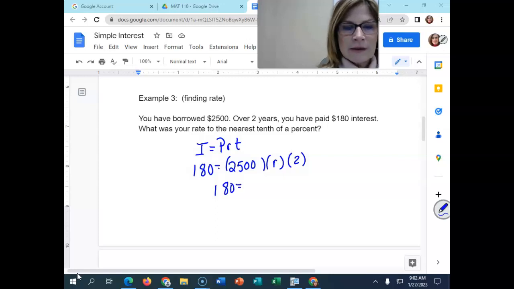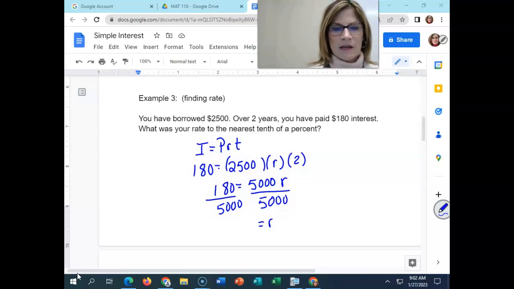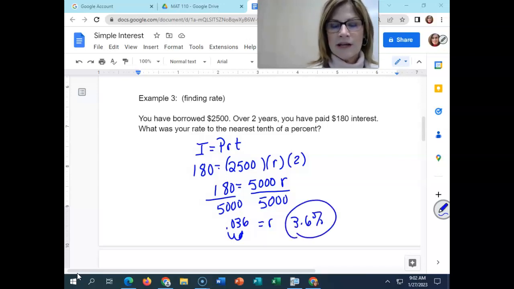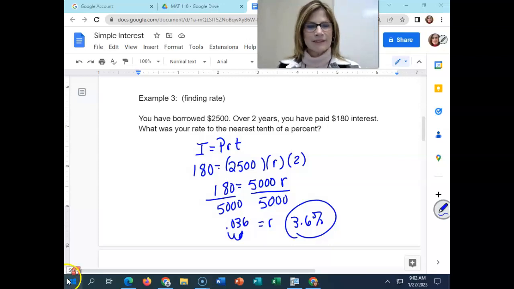So 2,500 times 2 is 5,000 times R. We'll divide both sides by 5,000, and it will give you a decimal to begin with, but typically you'll want to write your rate as a percent. So 180 divided by 5,000 is 0.036, and we know that you can just move your decimal 2 places. So your interest rate would have been 3.6%.